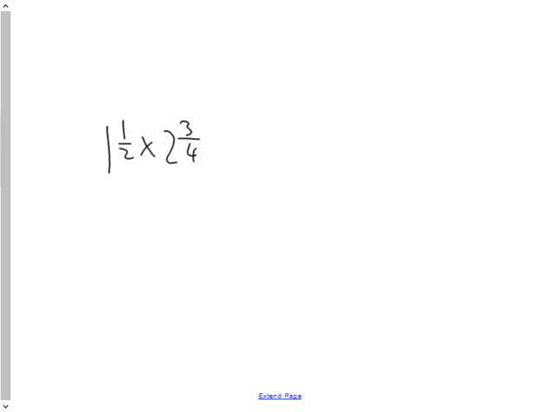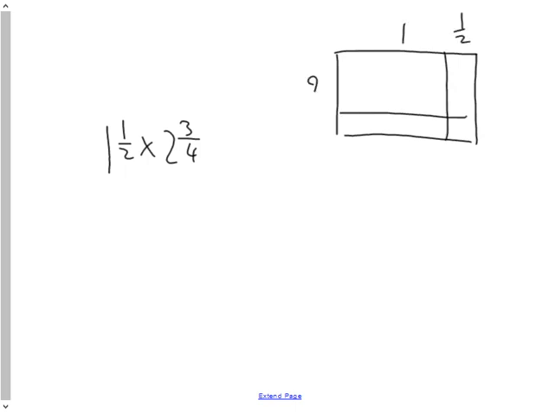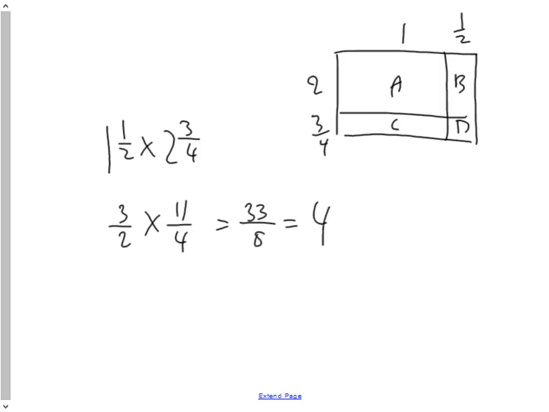Your next question is the multiplication of a mixed number by a mixed number. Now, when we first learned it, we learned to take 1.5 and 2 3/4 and find the areas of both A, B, C, and D and add them together, and that would be the product of 1.5 times 2 3/4. But of course, there's an easier way. Convert 1.5 to improper. Convert 2 3/4 to improper. Multiply your numerators to get 33. Multiply your denominators to get 8. And the answer would be 33/8, which is 4 1/8.